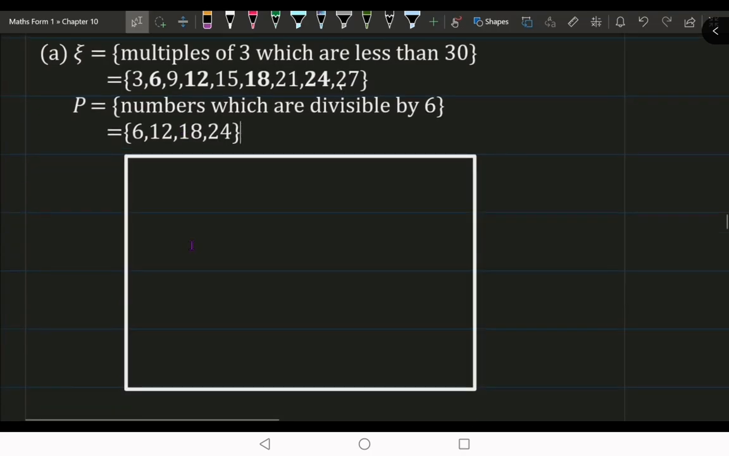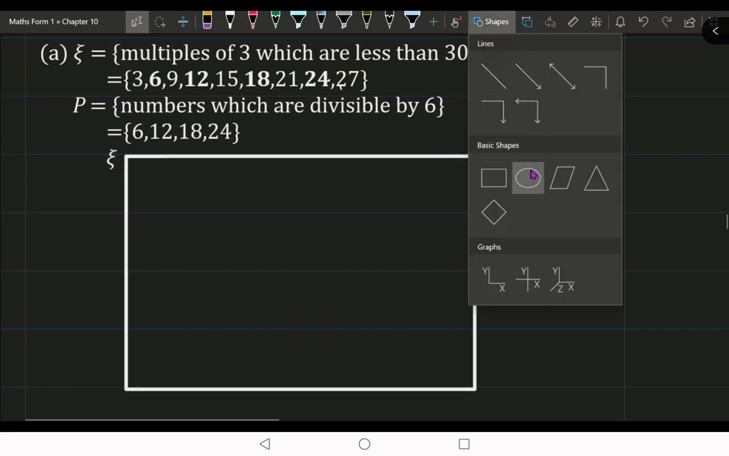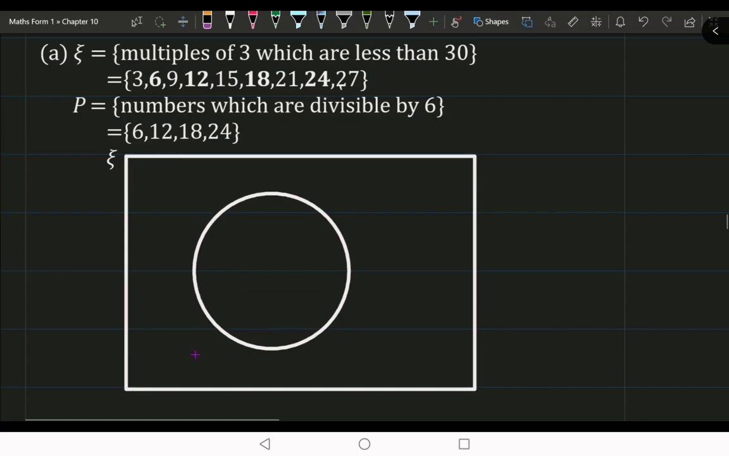Now we are going to draw this one. This one represents the universal set. You have a symbol here. So now you have a set P here. You draw a circle inside here. You label inside here as P. I think you already understand. Now I just want to mention the complement of set P.